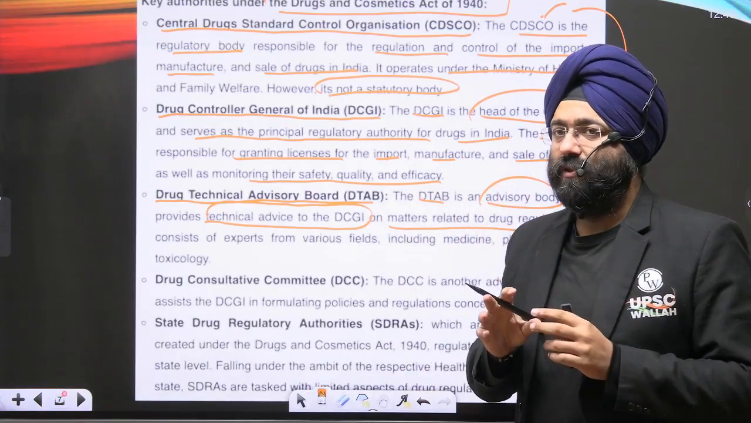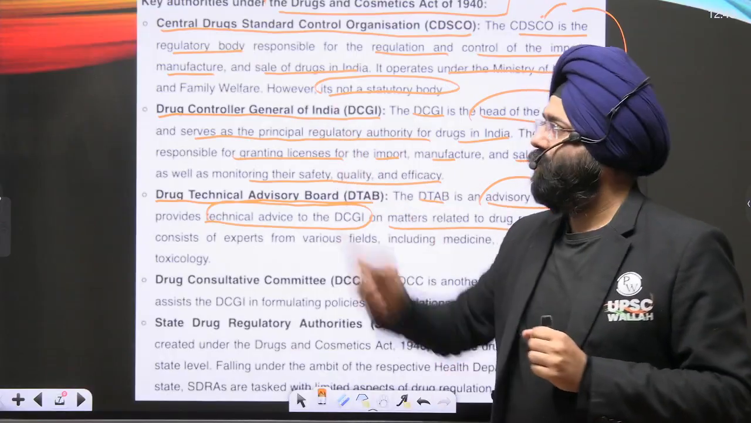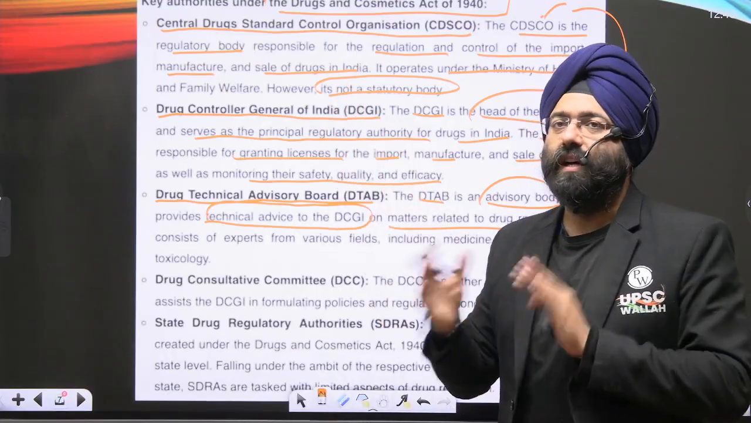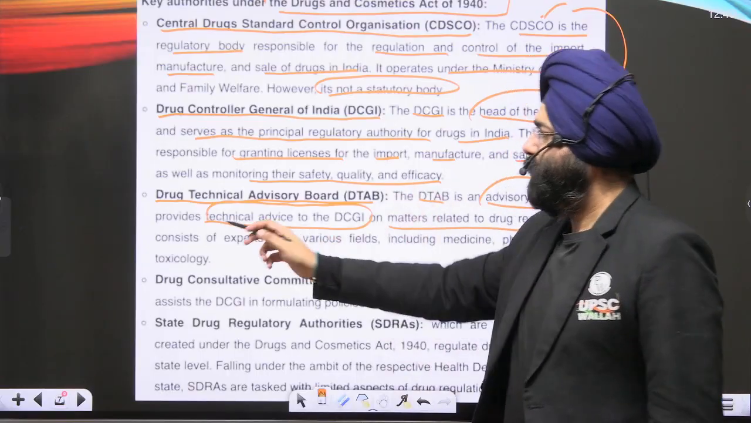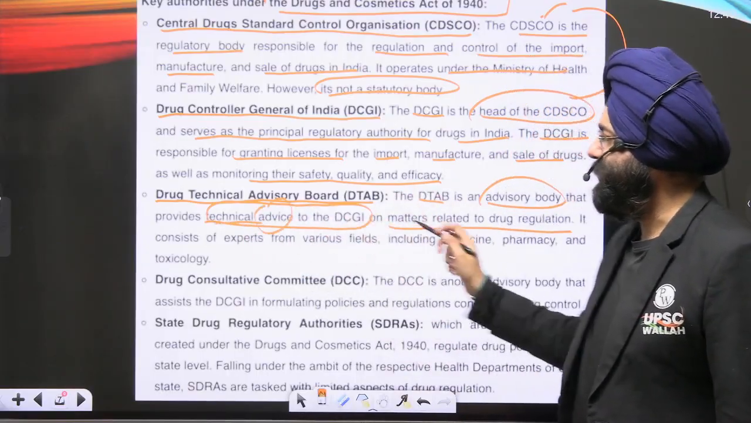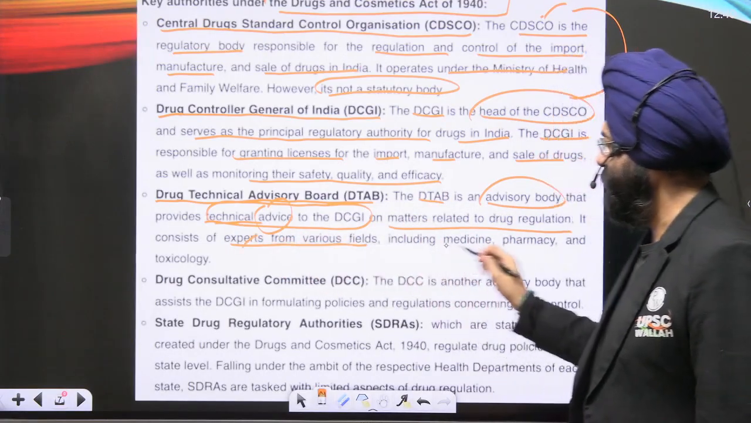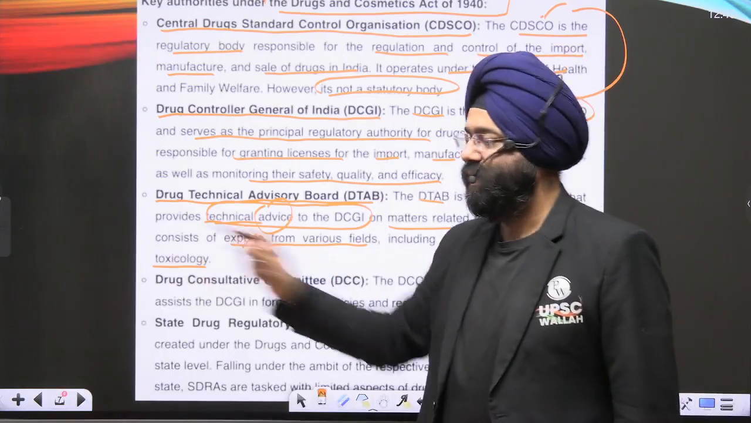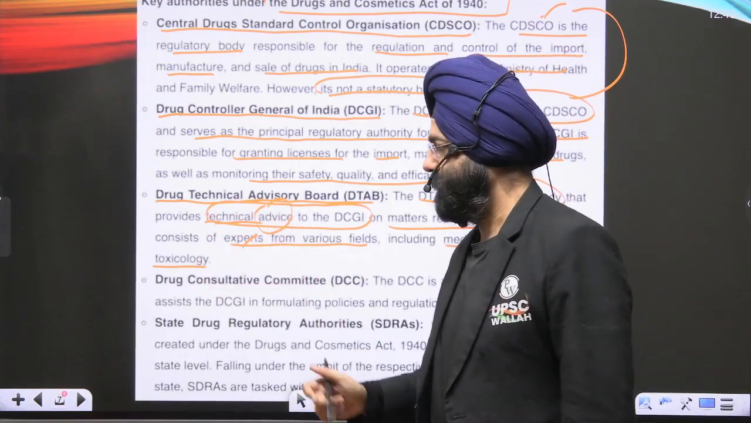Experts from the pharmaceutical sector are there, and they advise the DCGI, or for that matter CDSCO, on what should be done, whether the license should be given or not. This is again a recommendatory body. It provides technical advice to the DCGI on matters related to drug regulation and consists of experts from various fields including medicine, pharma, and toxicology. So this is again a body which has technical people as its members.